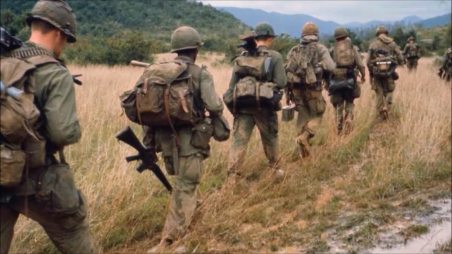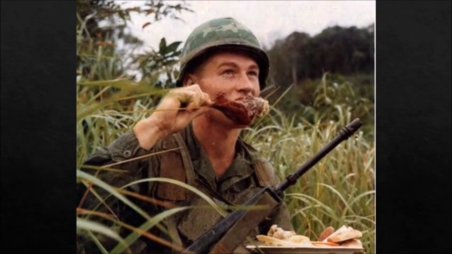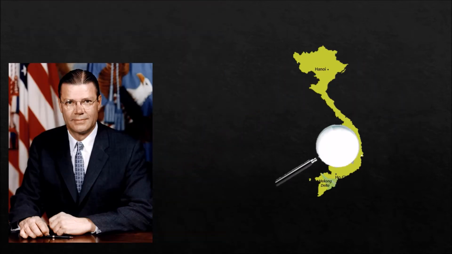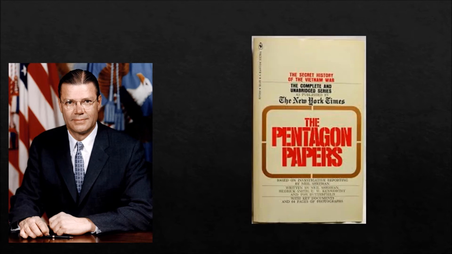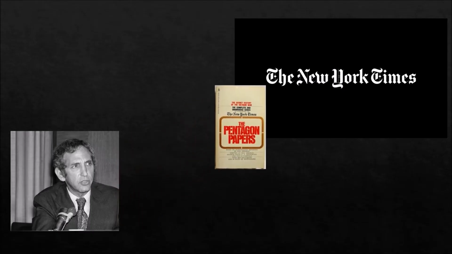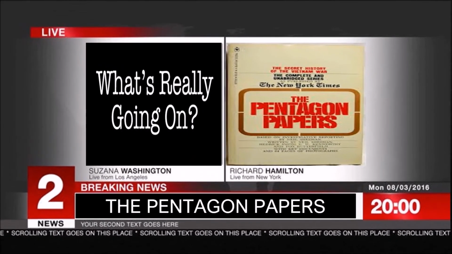The setting is the Vietnam War. American news outlets have painted it like everything is going dandy, A-OK, but in actuality, that is fake news. This man right here, Secretary of Defense Robert McNamara, does an investigation over Vietnam. He compiles a 7,000-page research report over the war called the Pentagon Papers. Then this man here, Daniel Ellsberg, gets copies of the Pentagon Papers and sends it over to the New York Times. And lo and behold, news channels would take a break from whatever they were broadcasting to talk about what was really happening in Vietnam.